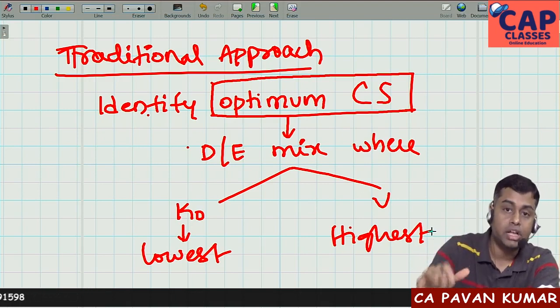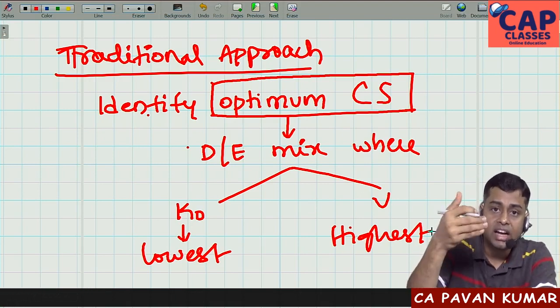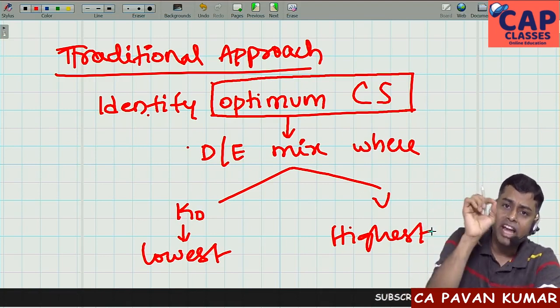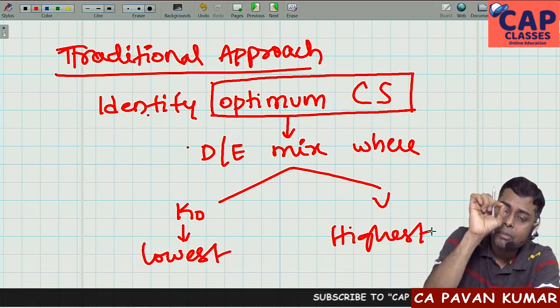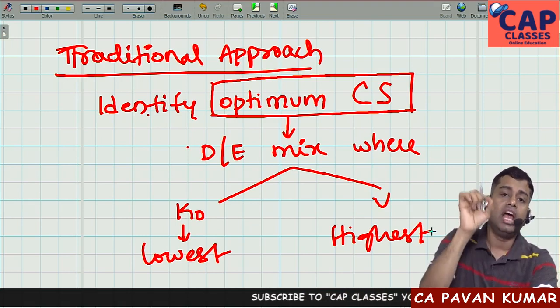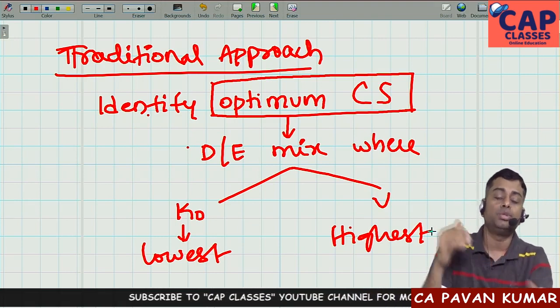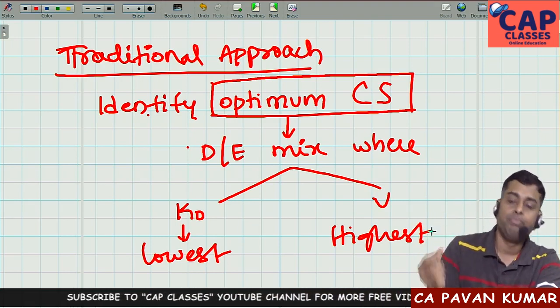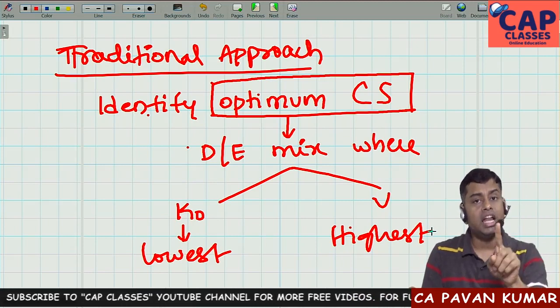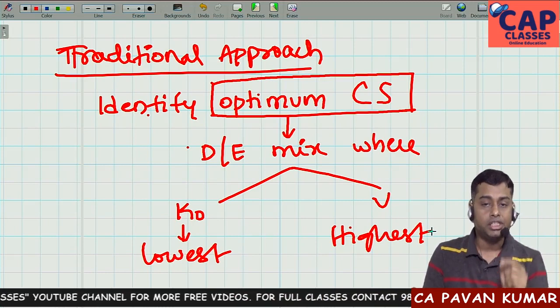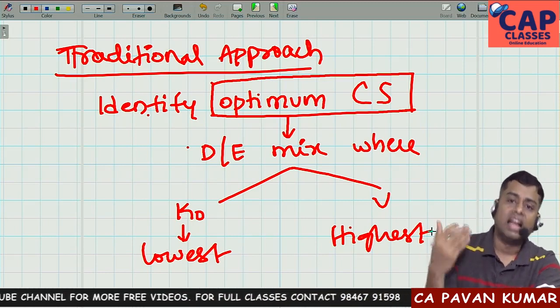So according to traditional approach, when you start using debt, initially KO falls. After a point, KO increases. You need to observe that KO, where is that optimum capital structure, and keep KO at the minimum possible level so that value of the firm is highest. And mind you, traditional approach is a capital structure relevance theory.